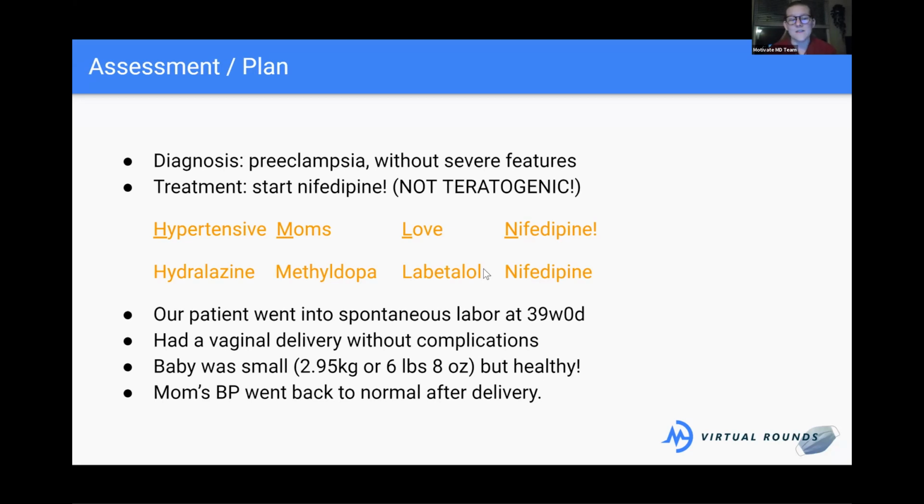To wrap up our case, our patient went into spontaneous labor at 39 weeks. She had a vaginal delivery without any complications. Her baby was small, about 6 pounds, 8 ounces, but otherwise totally healthy. And mom's blood pressure went back to normal after delivery.